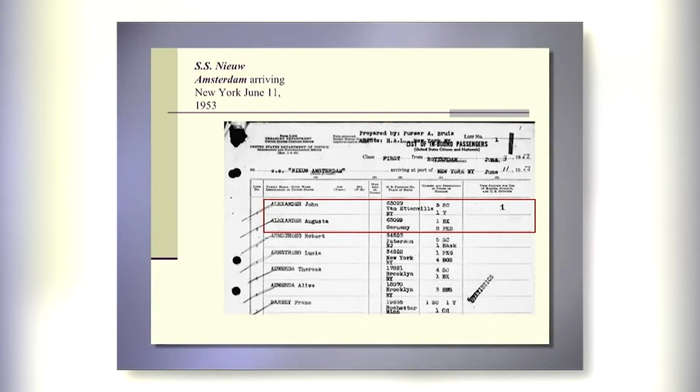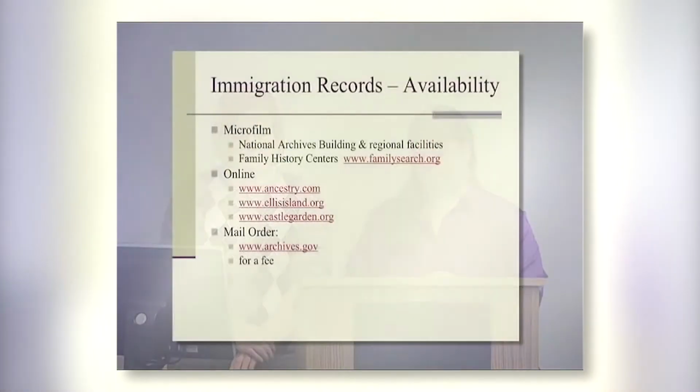Now, one of the things that you want to take note of on this manifest is that under the passport number, they both have the same number. So it's quite possible that they are a married couple, even though it does not specify this on the manifest.